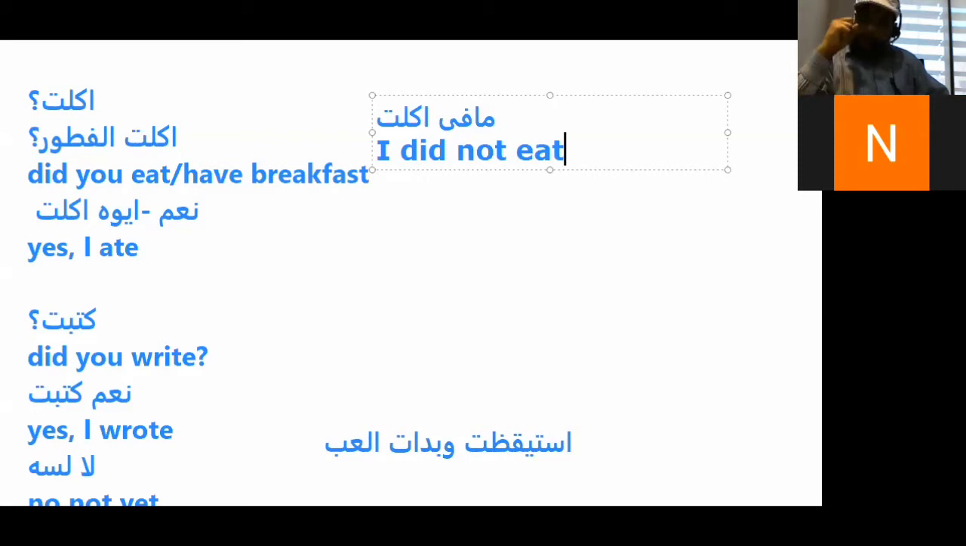Ma fi akalt. First say la, no. Gul awal, Ilham. No, la, la. Then say ma fi akalt, okay? First say la, no. Then say ma fi akalt. Okay. Tamam? Yes, Ilham. Ilham again.